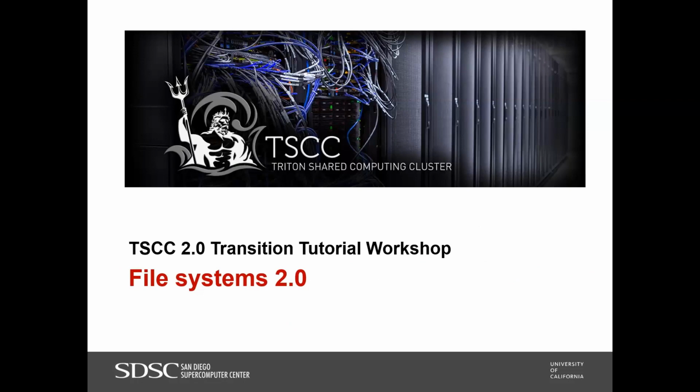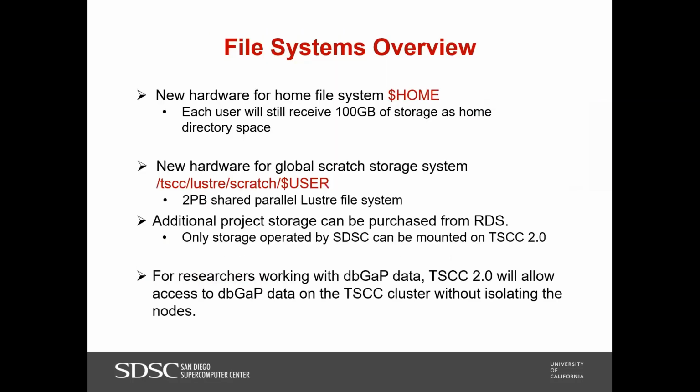Okay, so login-wise, we have done that part, and next I'm going to introduce our new file systems under TSCC 2.0. So here's the overview of our new file systems. We will have new hardware for our home file system, and each user still receives 100 GB of storage as the home directory space. And we also have new hardware for our global scratch storage system, and the total storage space is 2 petabytes.